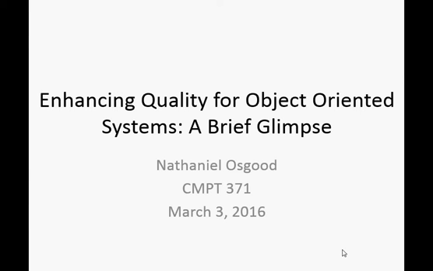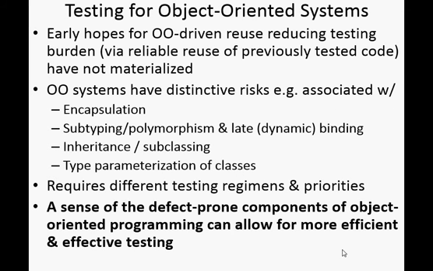Object-oriented systems. I had noted last time that there were early heady hopes for object-oriented development. The idea was through reuse, we'd be able to lower the amount of new code we have to write for every new product, and thereby lower the amount of bugs that are incorporated in that project. Okay, and to a degree that's true.